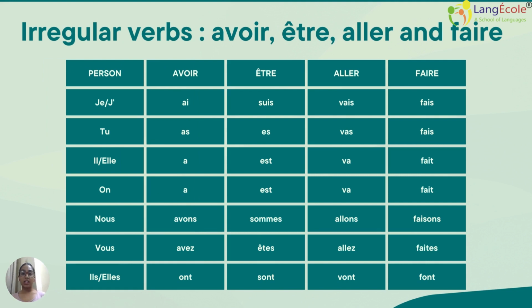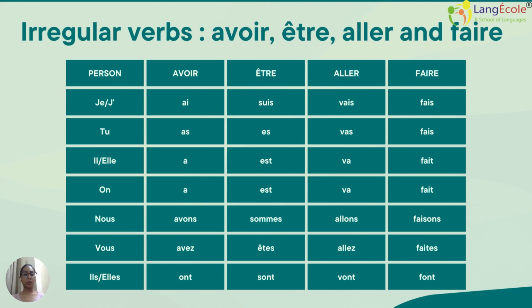The last are the irregular verbs. The most commonly used irregular verbs are avoir, être, aller, and faire. So the conjugations of these verbs are as follows. For the avoir verb, it is j'ai, tu as, il, elle a, on a, nous avons, vous avez, and ils, elles ont.